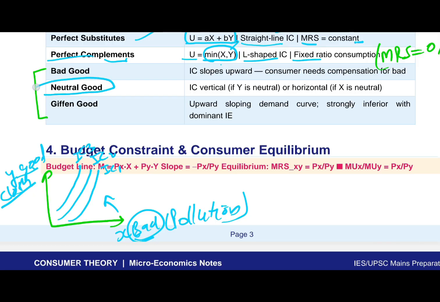And neutral goods are those goods which are consumed in a fixed quantity. It does not depend on the prices. If we say this is X, this is a neutral good.